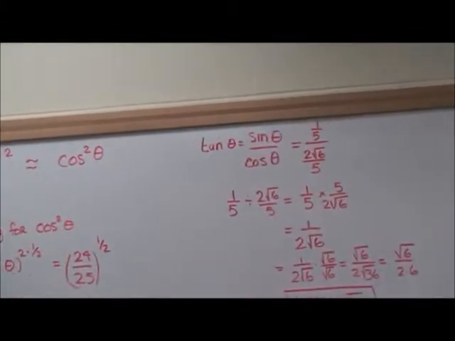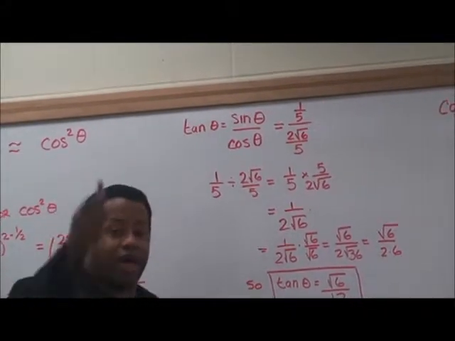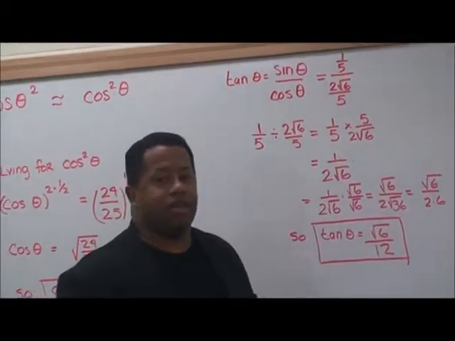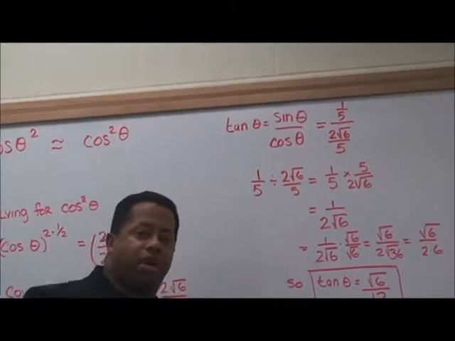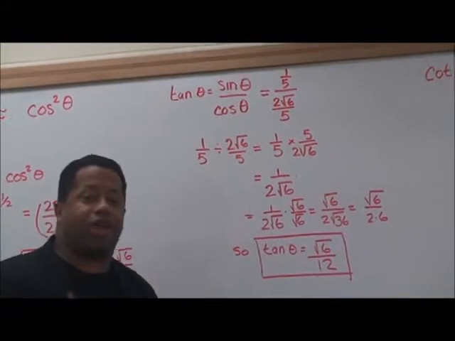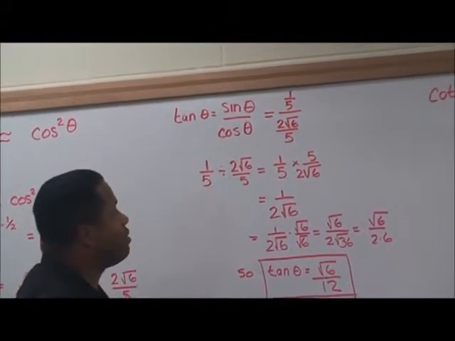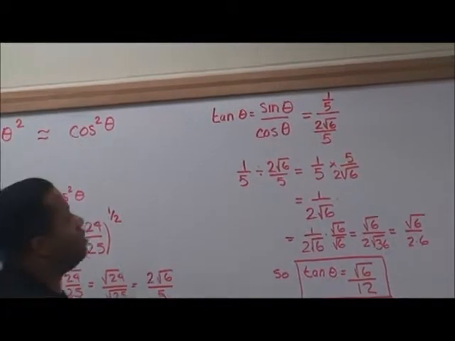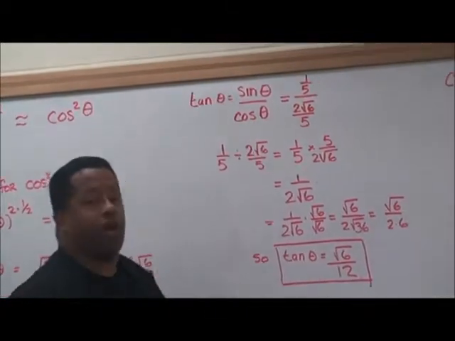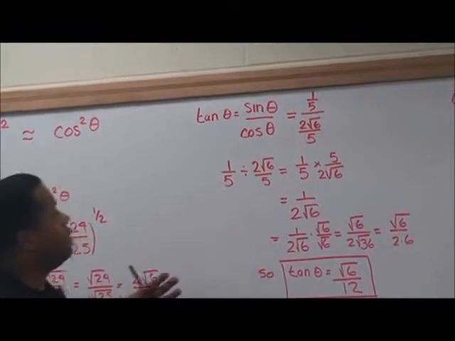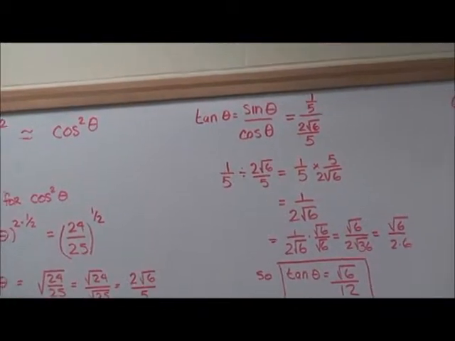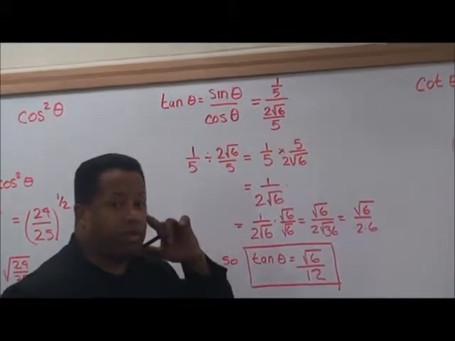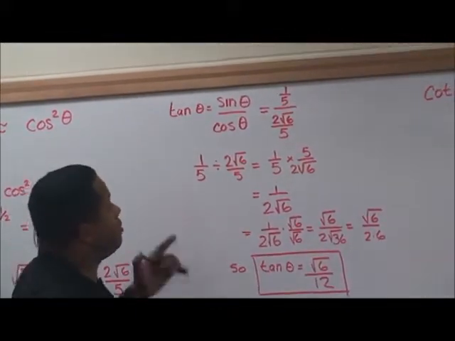What identity do you think this is? Anybody out there in TV land, can you tell me what this is? Well, this is actually the quotient identity. You have to be able to recognize these things, that way you can apply it and find your solution very, very easily.